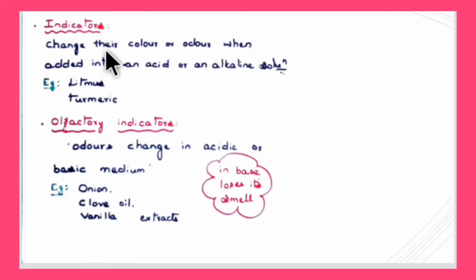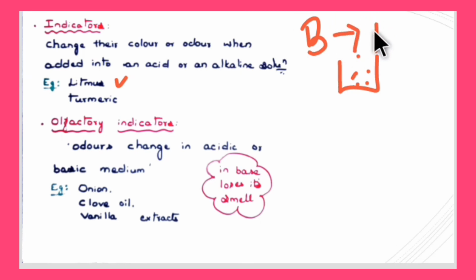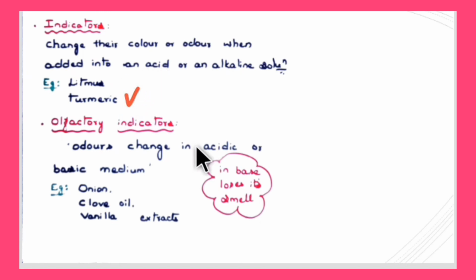Next we shall check out indicators. What are indicators? Indicators are substances that change their color or odor when added to an acid or alkaline solution. They are generally used in chemical tests. Examples: litmus paper. Okay, so if the solution is acid and you take blue litmus paper, it turns red, which we have already learned. And turmeric is an example of a natural indicator. A natural indicator becomes red in the presence of bases.